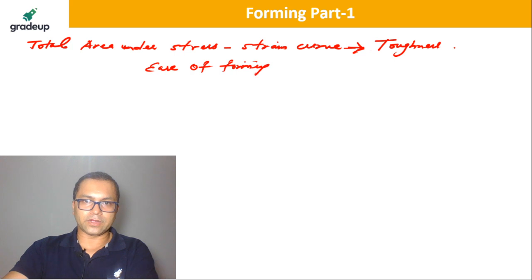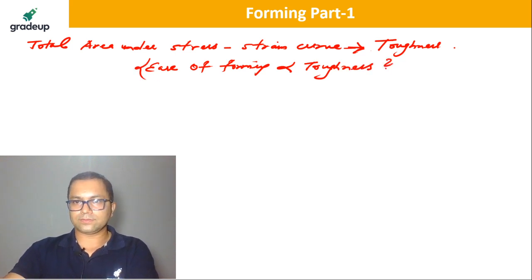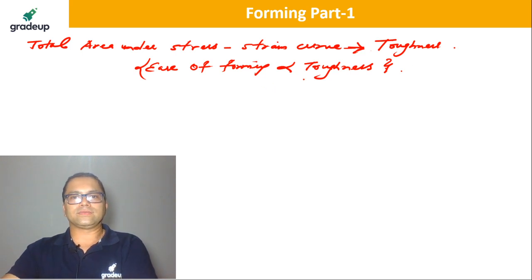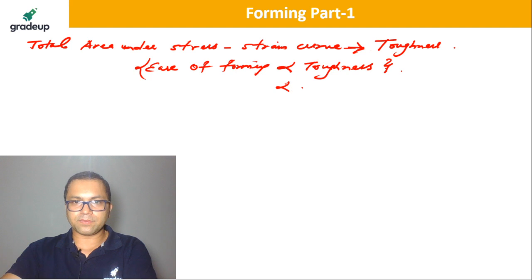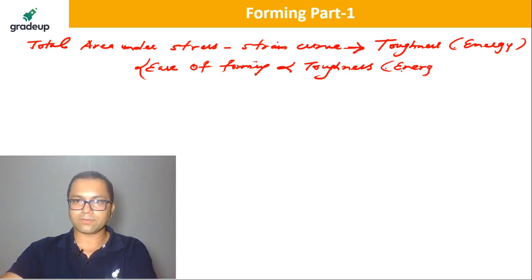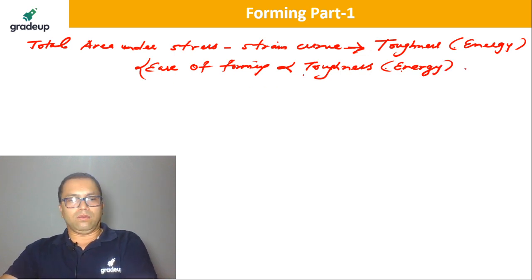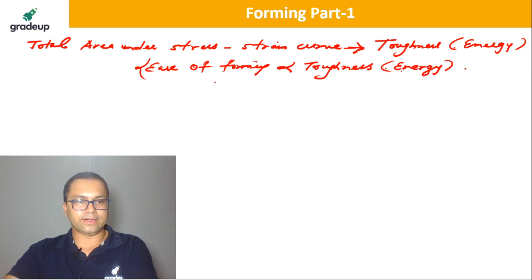Now, ease of forming is directly proportional to toughness. Which is directly proportional to the area under the curve, which is nothing but toughness. This is nothing but energy, right? Toughness is also energy, isn't it? So I'm going to just write it over here. All right, that's energy. Are you getting that? So toughness is nothing but energy here, right? So ease of forming is directly proportional to energy.